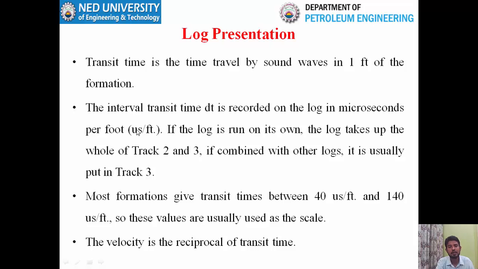And we have also seen that transit time is the inverse of the velocity. So when you invert the transit time, you will get the velocity of the sound wave in the formation, in feet per second.